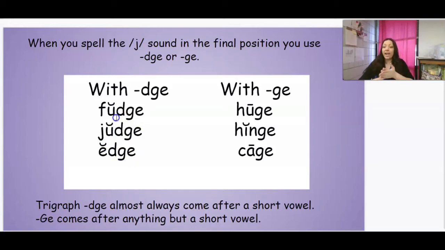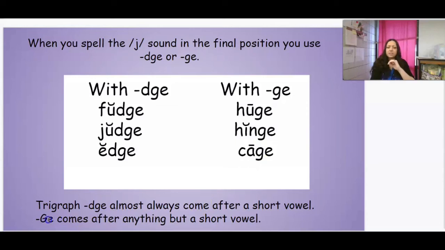Has a short vowel right in front of them. So remember how we just talked about TCH? Same thing. Trigraph DGE almost always comes after a short vowel, okay? Look over here with the GE. Huge, you have a long vowel. Inge, consonant and long vowel in front of it, okay?